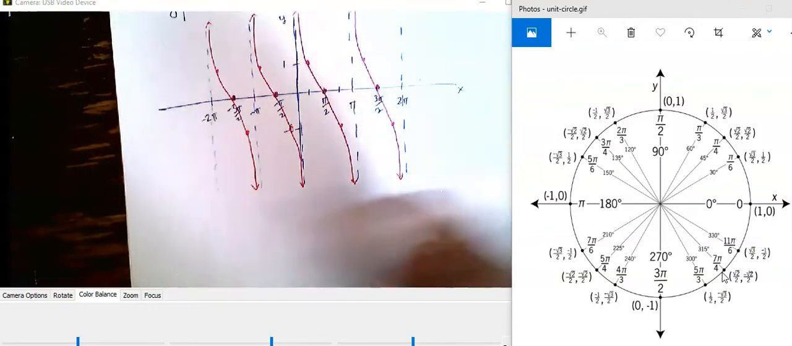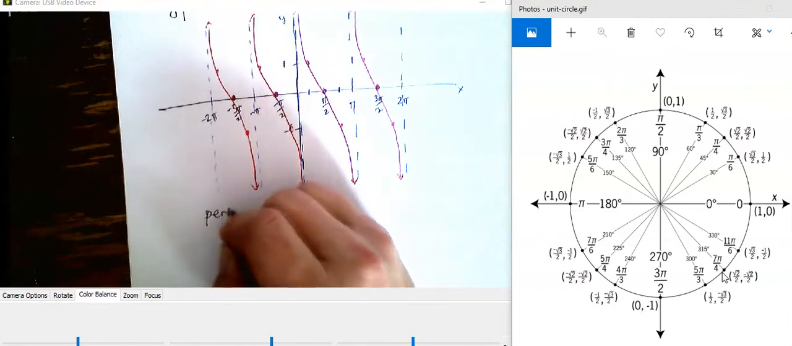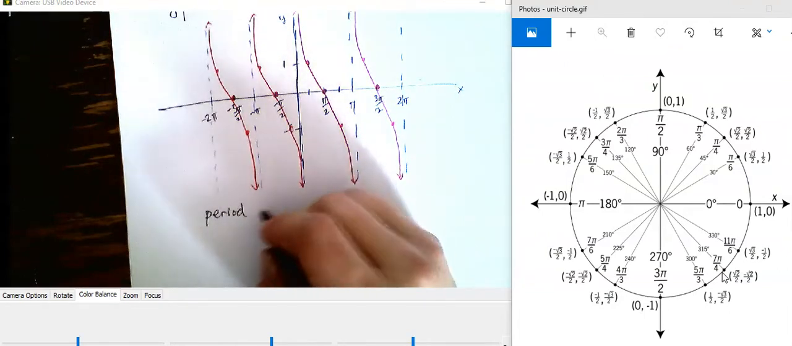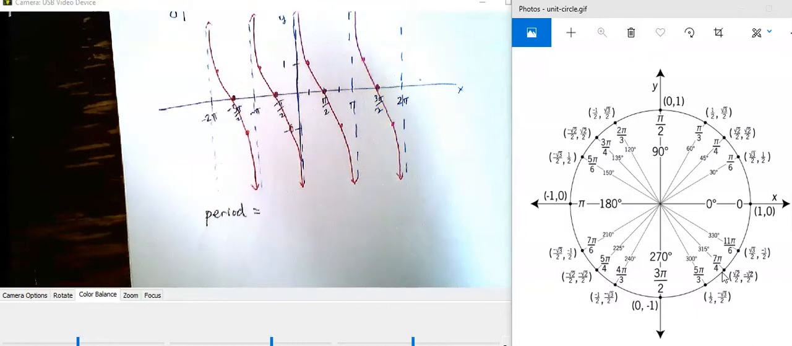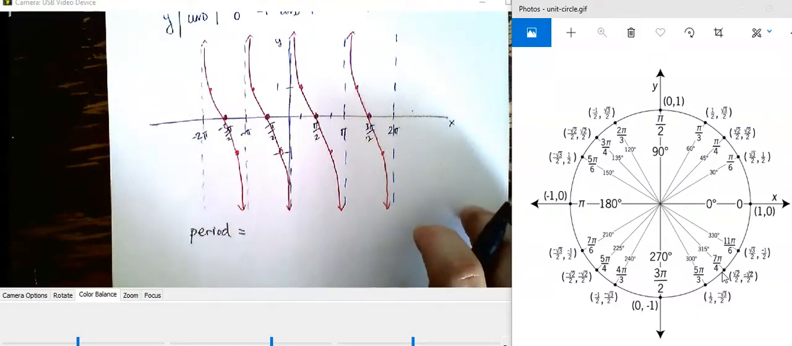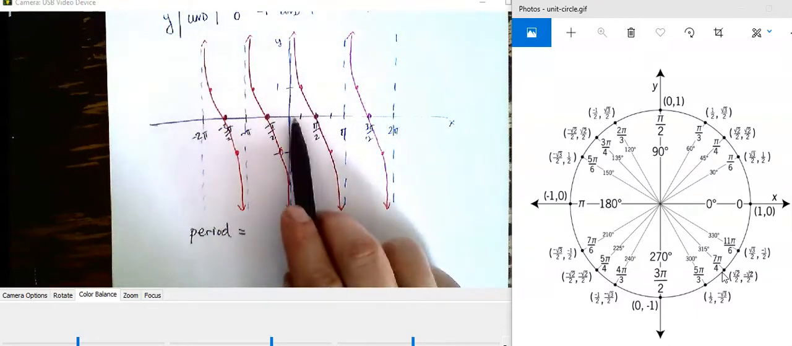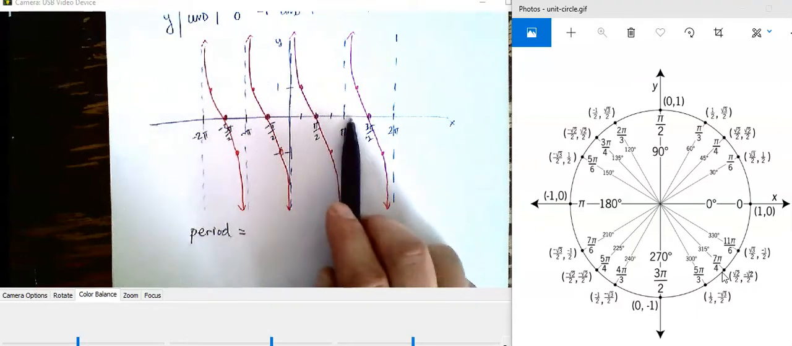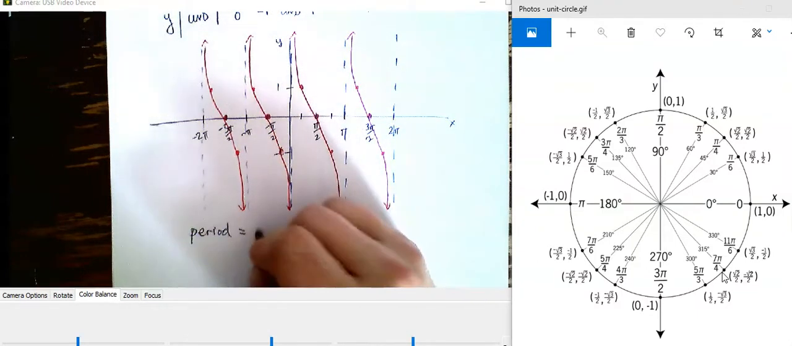So what's the period here? So the period of cotangent is, well, when does it start to repeat itself? It repeats itself after every pi units. So the period is pi, again.